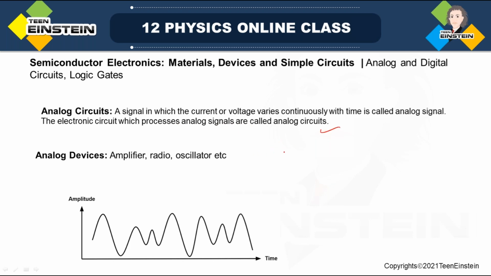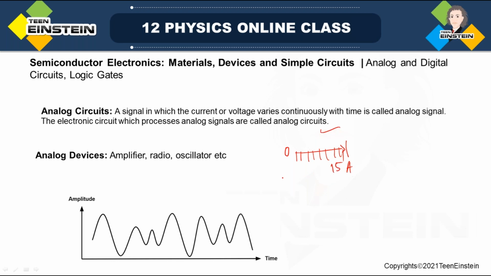In an analog circuit you can have values from 0 to any defined value. Suppose I take an analog current source of some 15 ampere, this is the maximum value and 0 is the minimum value. So the device can produce any value in between this limit, 0 to 15.